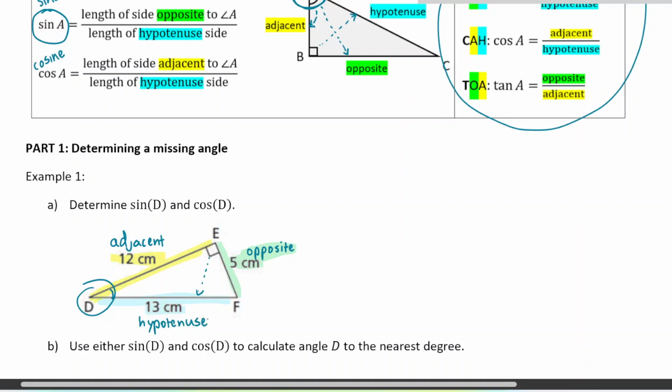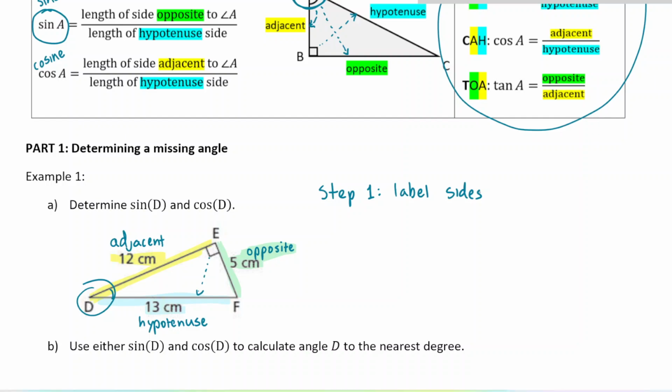Okay, so now we have all our sides labeled. That's always step number one. Step one, label your sides, always. No matter what kind of question you're doing, if you're using sine, cos, and tan ratios, you want to figure out which sides are which. Okay, so now that we have that, it says write down what sine of D is and cosine of D.